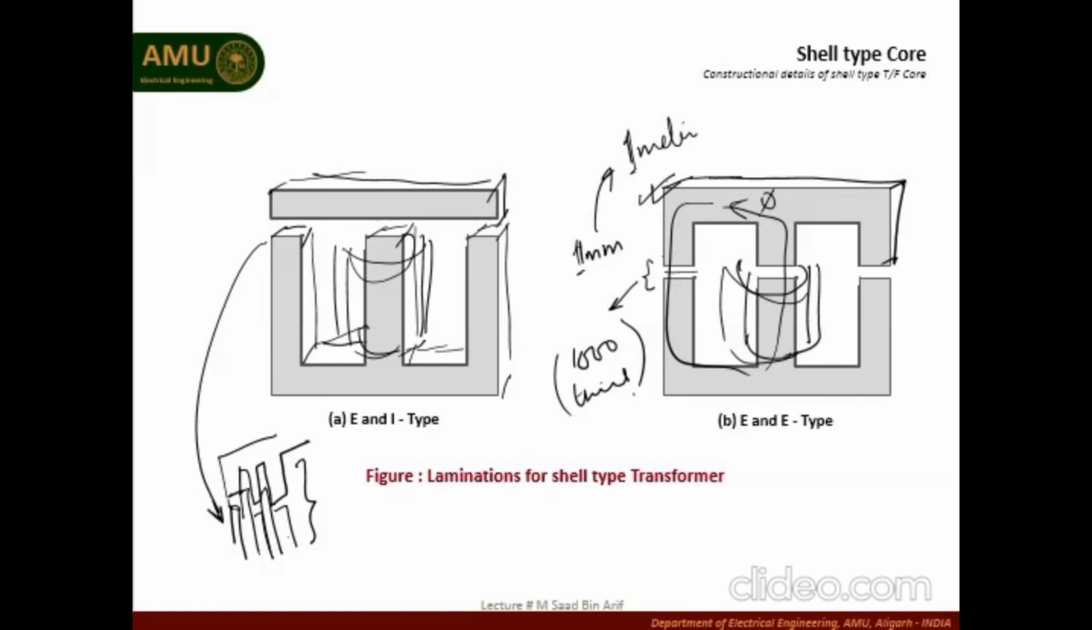So as far as the core of the transformer is concerned, we just discussed the material used in the core, and we discussed different types of core, that is the geometry of the core, and we discussed the different types of lamination used in shell type core and core type structure of the core. Now we will discuss another important component of the transformer, that is the winding of the transformer.